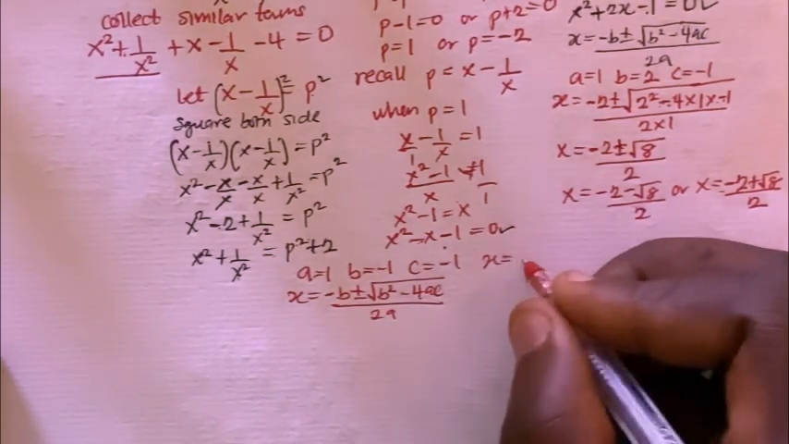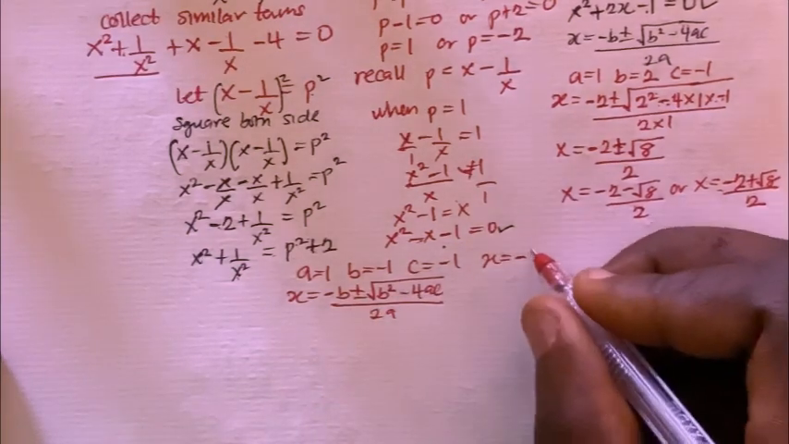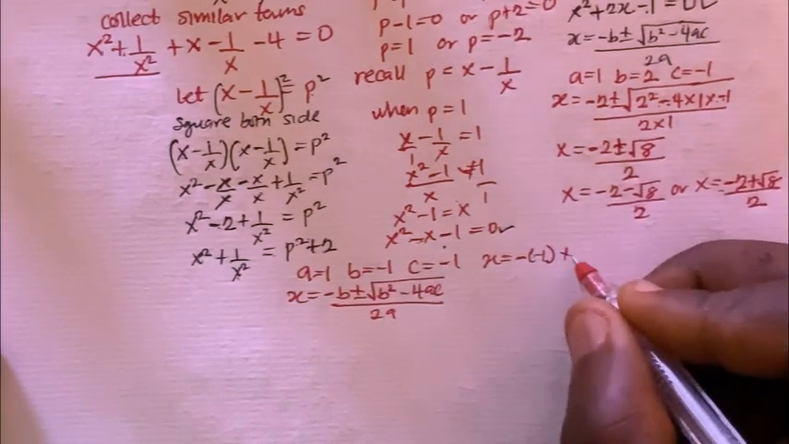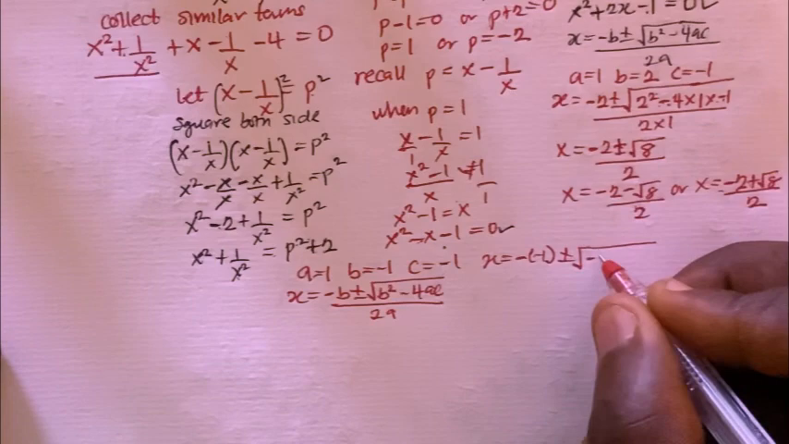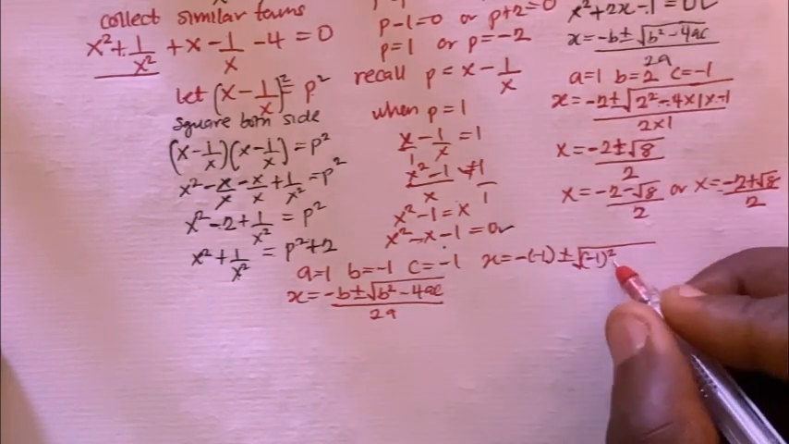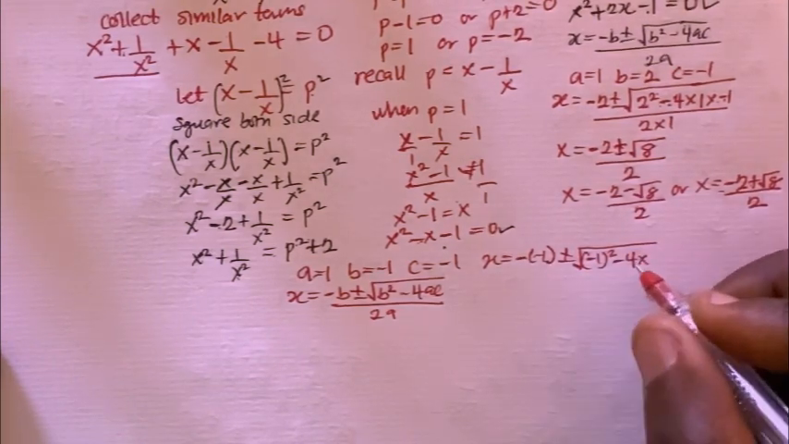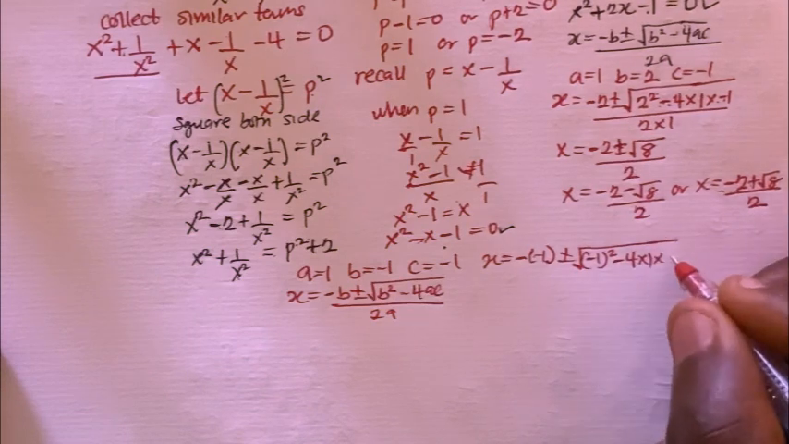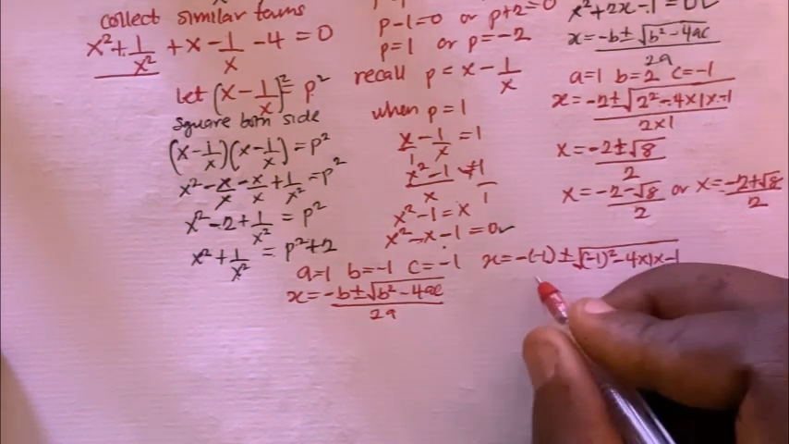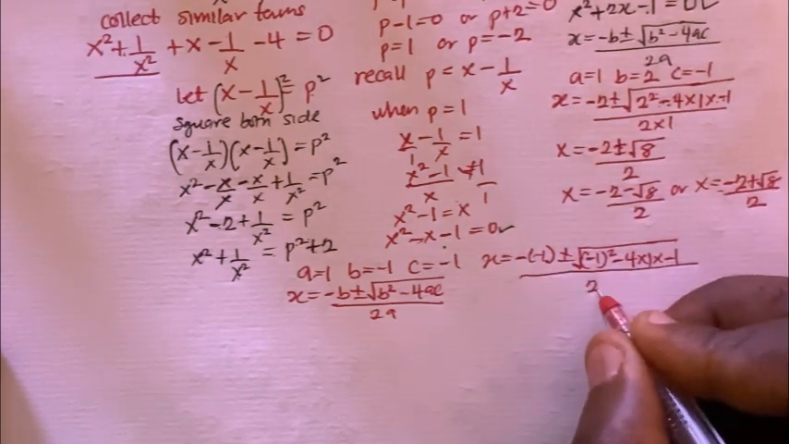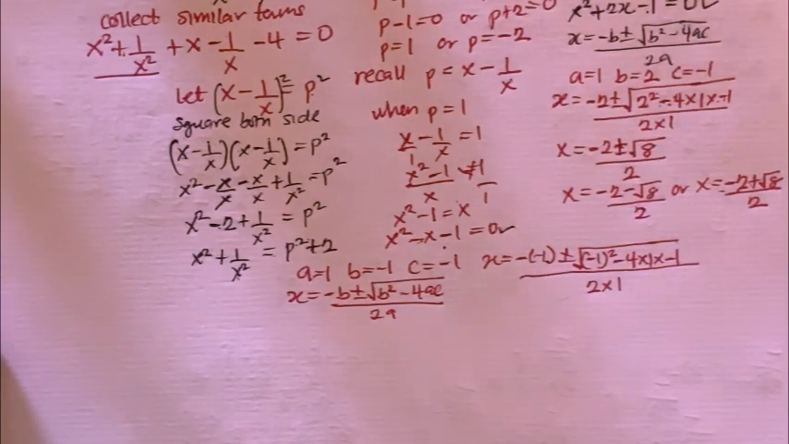So in this case, we are going to have x equals minus, what's our b? That's minus 1, plus or minus root of minus 1 all squared, then minus 4 multiplied by a, which is 1, multiplied by c, which is minus 1, then all divided by 2a, 2 multiplied by 1. Now, let's just simplify.